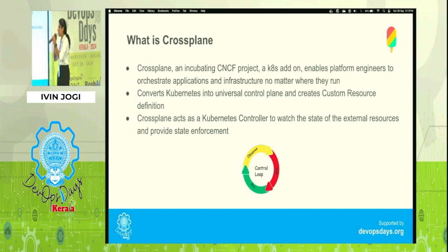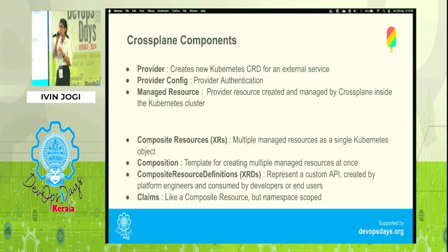What Crossplane really does behind the scenes is, it acts as a control loop and keeps on observing the external resource that it has provisioned. When it finds any difference in the state of the resource that it provisioned, it will act upon it. So by that, I hope that I gave you a very high-level idea of what Crossplane really is.